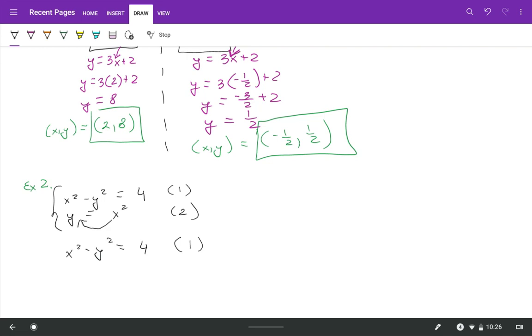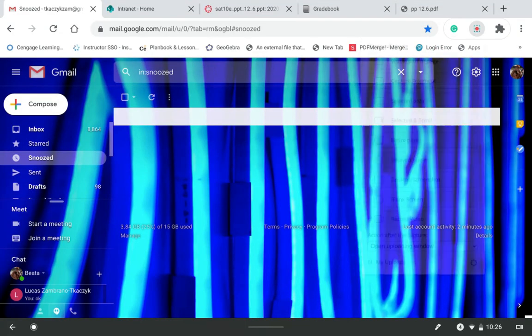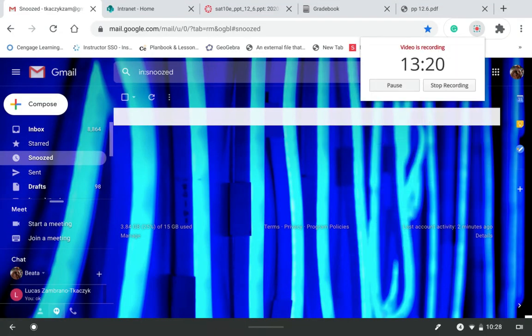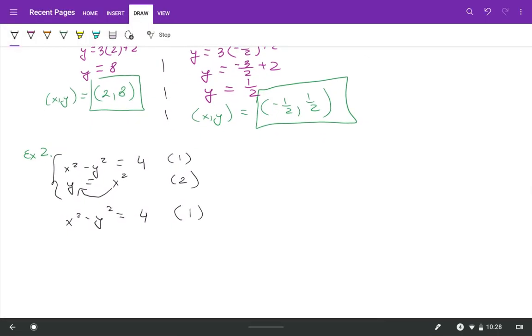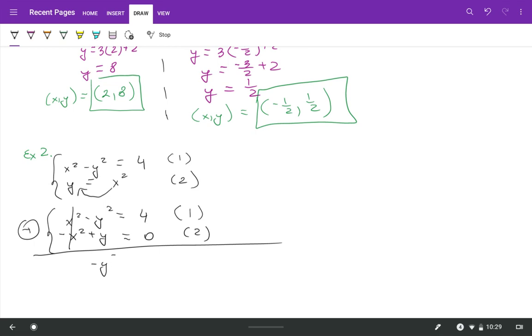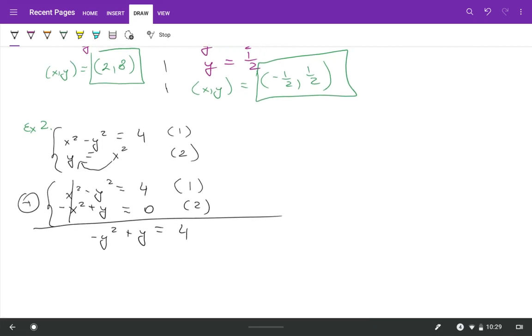I will move that x squared to the left side. So equation 2, I'm moving x squared to the left side, so that will be negative x squared plus y equals 0. I'm doing that because I want to show you how you can use the elimination method to solve this system. So I'm adding the 2 equations together, x squared cancels, and we end up with negative y squared plus y equals 4. So we end up with an equivalent equation, which is a quadratic equation.